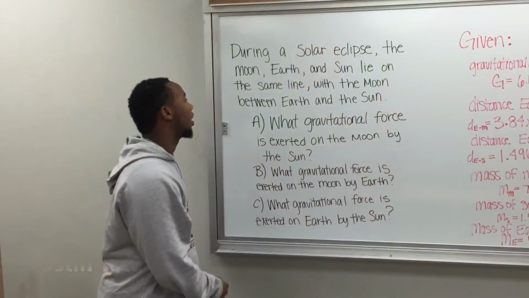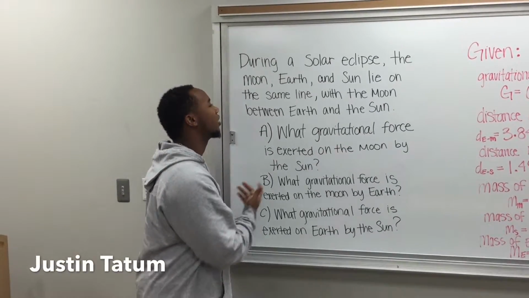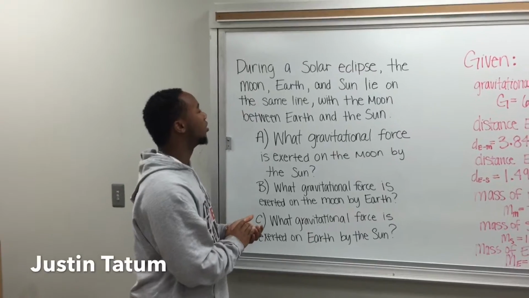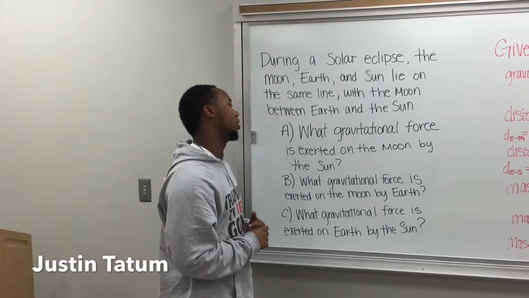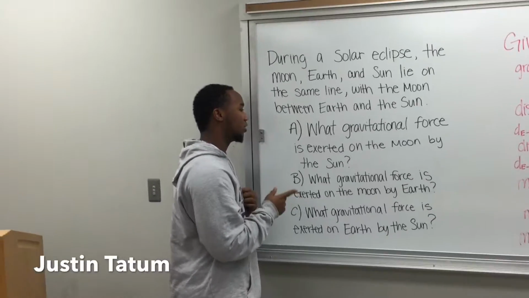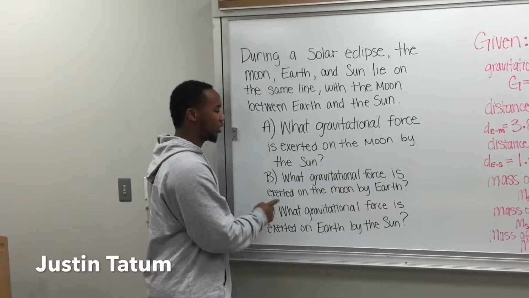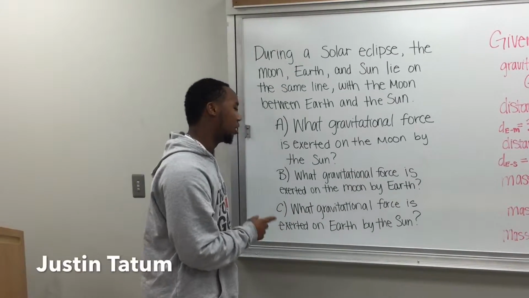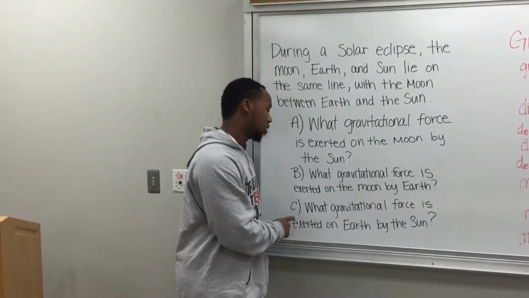All right, so we took one of the questions from the homework, and it says, during a solar eclipse, the moon, earth, and sun lie on the same line with the moon between the earth and the sun. Part A asks what gravitational force is exerted on the moon by the sun. Part B asks what gravitational force is exerted on the moon by the earth. Part C asks what gravitational force is exerted on the earth by the sun.